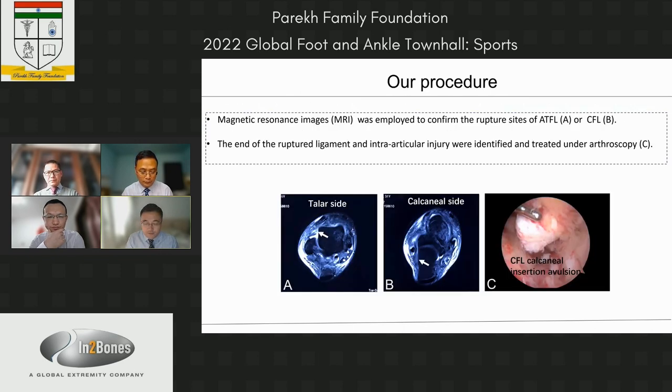In our procedure, first, the MRI was employed to confirm the rupture site of the ATFL or CFL. We can see that this case showed a talar side rupture of the ATFL and a calcaneal side rupture of the CFL, which can be demonstrated by the MRI. Second, the end of the ruptured ligament and intra-articular injury were identified and treated under arthroscopy. Under arthroscopy in this case, we can see the CFL calcaneal insertion avulsion.